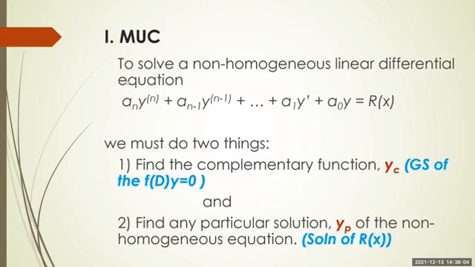So how do we solve? To solve the non-homogeneous linear differential equation, we must do the following things. Number one, find the complementary function yc, which is again the general solution of the differential equation equated to 0, and find any particular solution yp of the non-homogeneous equation, so the solution of the R(x). So you separate the equation into two. The left-hand side, you try equating that to 0 to get the general solution, or the yc. And then the right-hand side, R(x), you try to propose a particular solution for that.